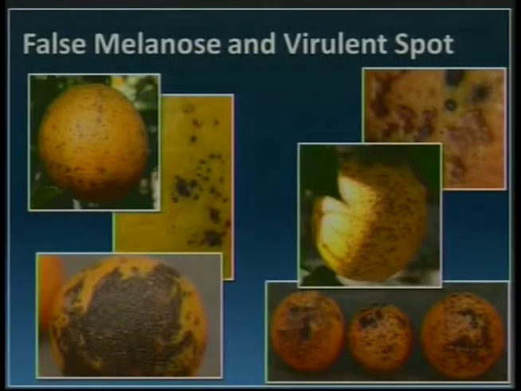You can get false melanose, which looks quite a bit like its namesake, the real melanose. The biggest symptom difference is that false melanose tends to be a little bit smoother to the touch when it's not too severe, and it's darker brown, more chocolate brown rather than the rust red of true melanose. But it's really hard to tell the difference, so we don't ask people to diagnose based on that symptom. It will show up on green fruit as well as ripe fruit, as does crack spot.